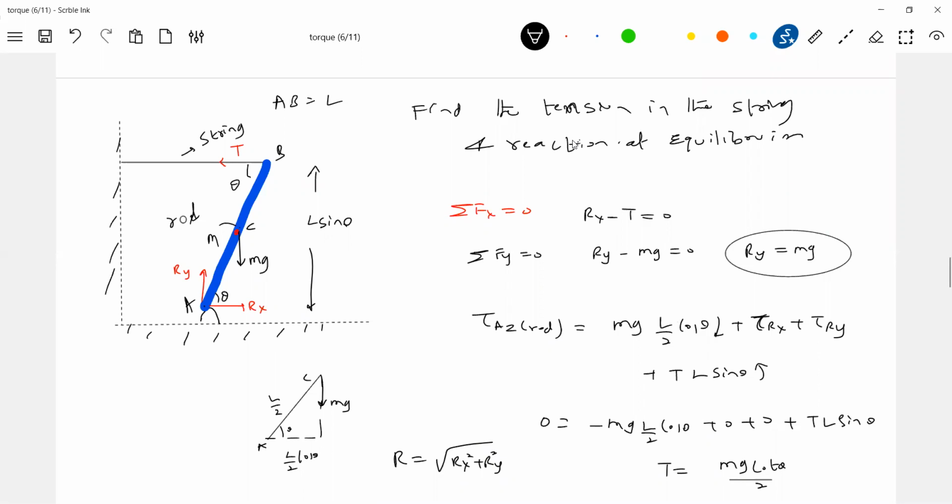This reaction, the reaction by the hinge, what is R? R is not radius. Reaction at the hinge. By the hinge on the rod or by the rod on the hinge? I'm showing the forces here on the rod. On the hinge it will be like this. The hinge will push the rod up. In turn, the rod will push the hinge downward.